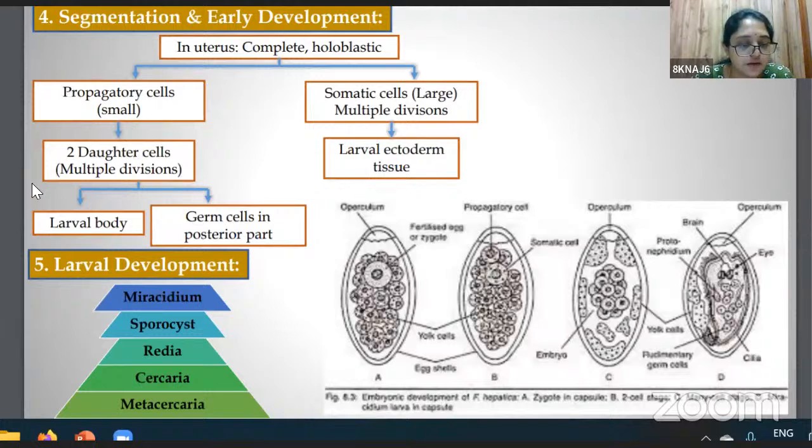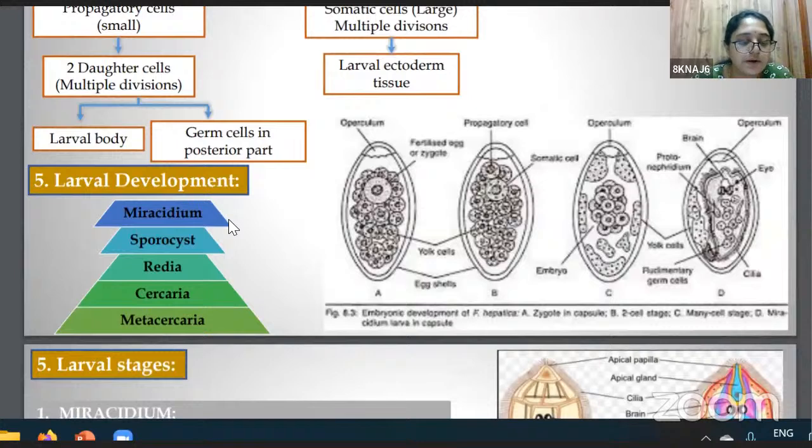It has a lot of multiplication, the division taking place, of which you have two cells. They form the larval body and the germ cells. So the larval body forms the ectoderm and the mesoderm, and the other part forms the germ cells. Now further development takes place when the capsules come into contact with damp areas, and the optimal temperature for this ranges from around 22 degrees Celsius to 25 degrees Celsius.